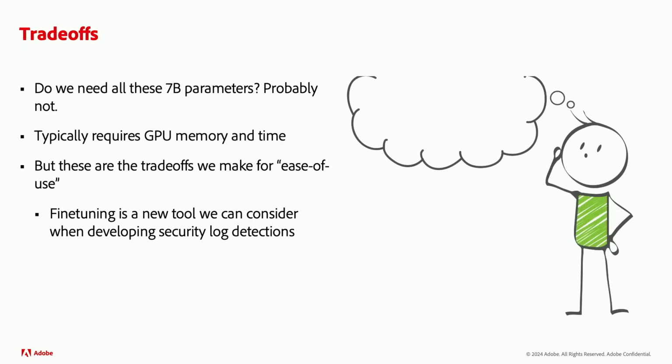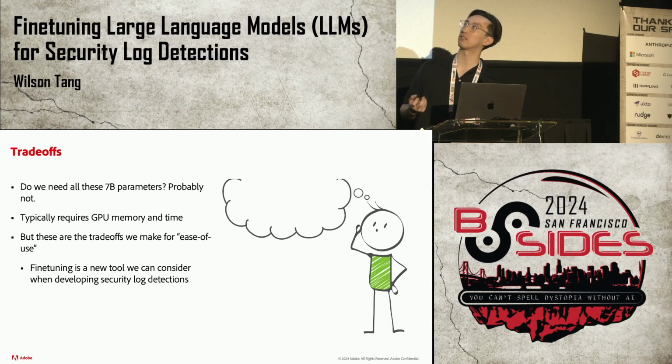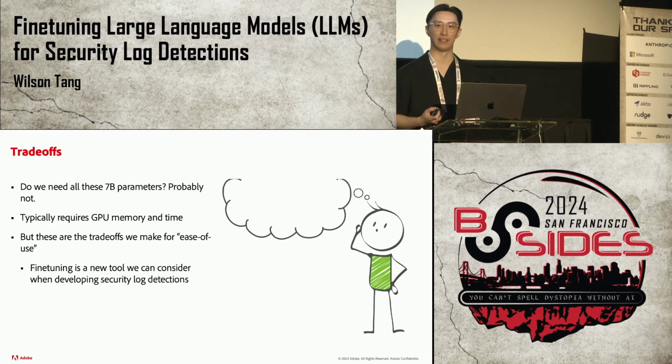So I just went and tried to convince you on how fine-tuning is a great approach, but this really wouldn't be a fair or a complete presentation if I didn't give you some of the trade-offs of using fine-tuning LLMs. And the first trade-off I'm going to say is that, do we really need all these 7 billion parameters for this classification? And I'm going to go ahead and say, probably not.